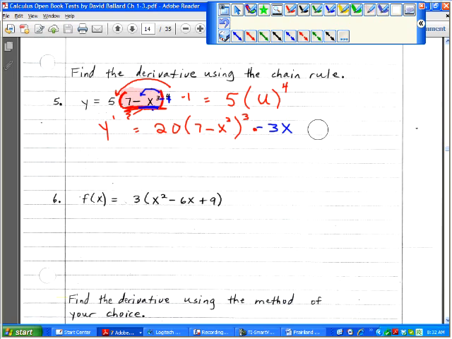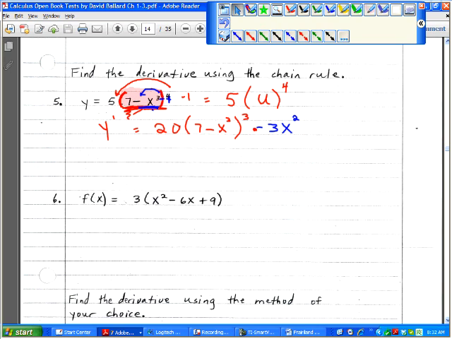So the derivative of the function with the single entity placed back inside times the derivative of the single entity, or the derivative of the function times the derivative of the guts of the function. Okay? Any questions so far?